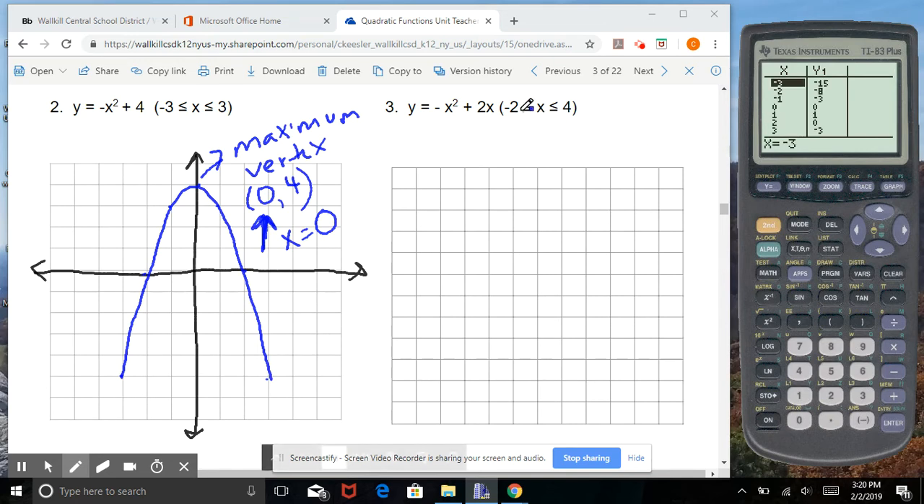And this time we see that we want a domain of -2 to 4. So we only want to graph from -2 to 4. So I'm going to show that in my calculator screen. And from there, I see I need to go as low as -8 and as high as +1. So I'm going to place my x and y axis accordingly.